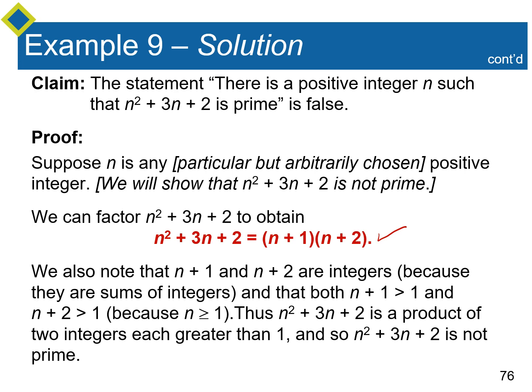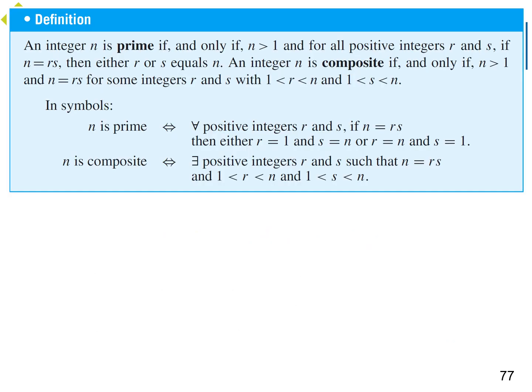So we also note that n plus 1 and n plus 2 are integers because they are sums of integers. Both n plus 1 and n plus 2 are greater than 1 because n is greater than 1. Thus n squared plus 3n plus 2 is a product of two integers each greater than 1. So it is not prime. This one you must refer to the definition of prime.